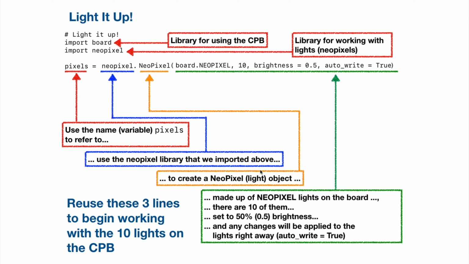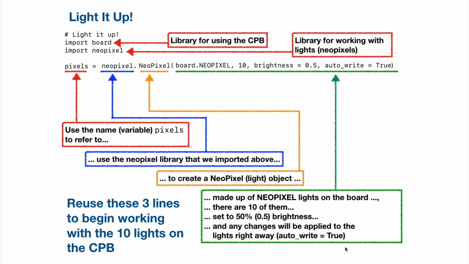After that comma it says brightness equals 0.5. That means set the brightness of the lights to 50%. Then there's a comma and our last parameter, which is auto right equals true. There's an underscore between auto and right, and there's a capital in true. This just means if we ever make any changes to these lights called pixels, apply the changes right away.